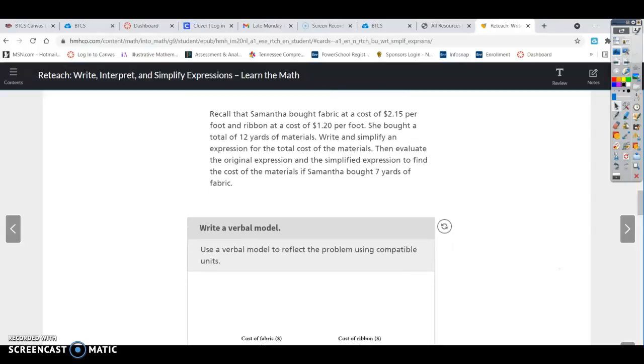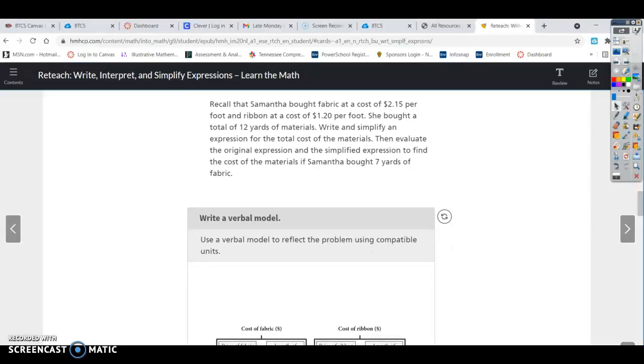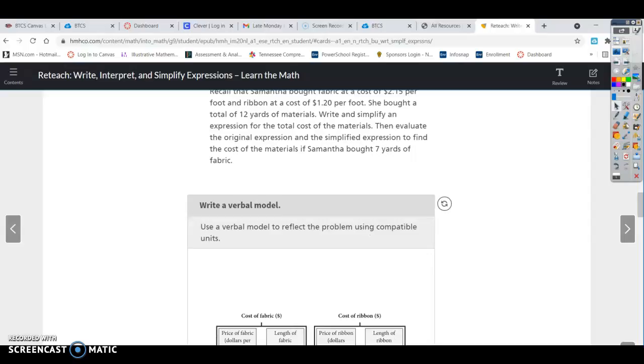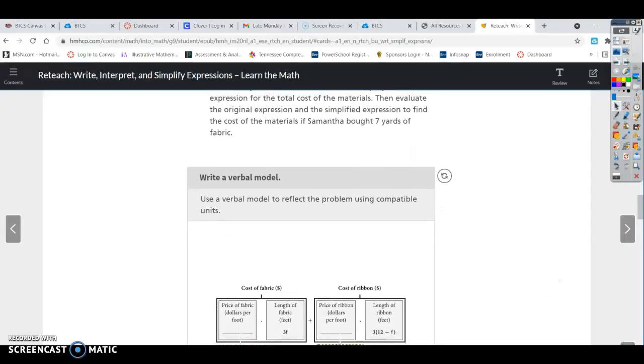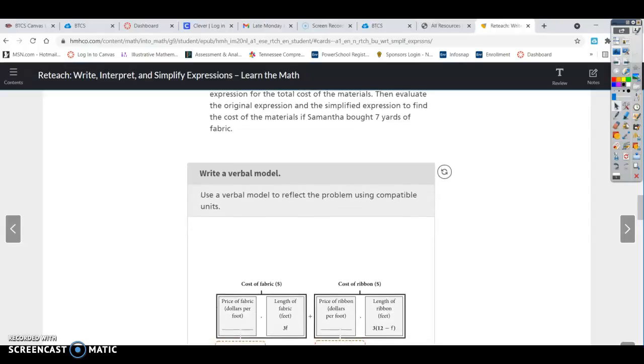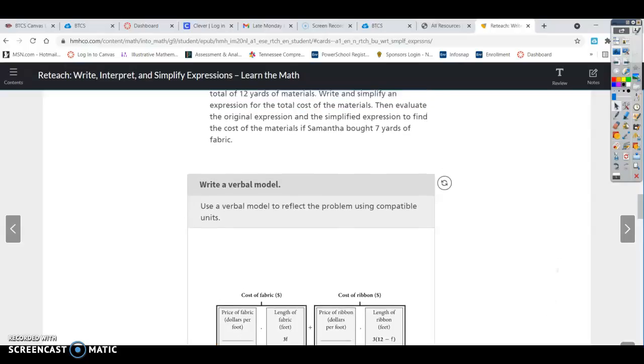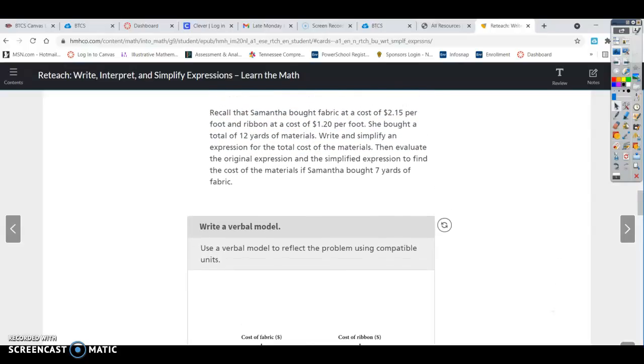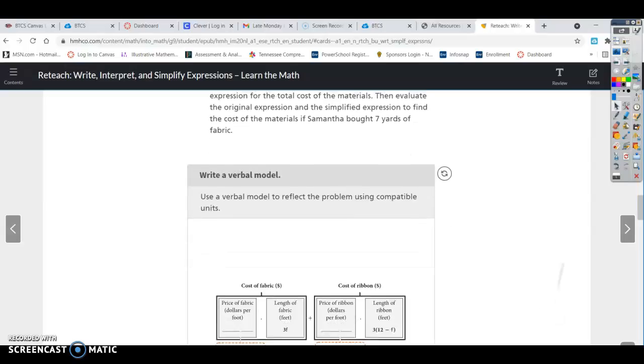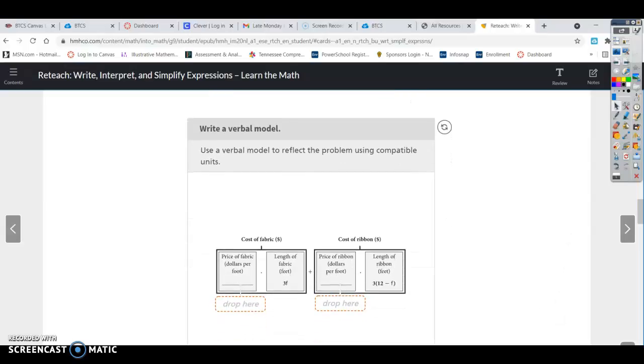All right, so recall that Samantha bought fabric at a cost of $2.15 per foot, ribbon at a cost of $1.20 per foot. She bought a total of 12 yards. Write and simplify an expression for the total cost of materials. Then evaluate the original expression and the simplified expression to find the cost of the material for 7 yards of fabric.